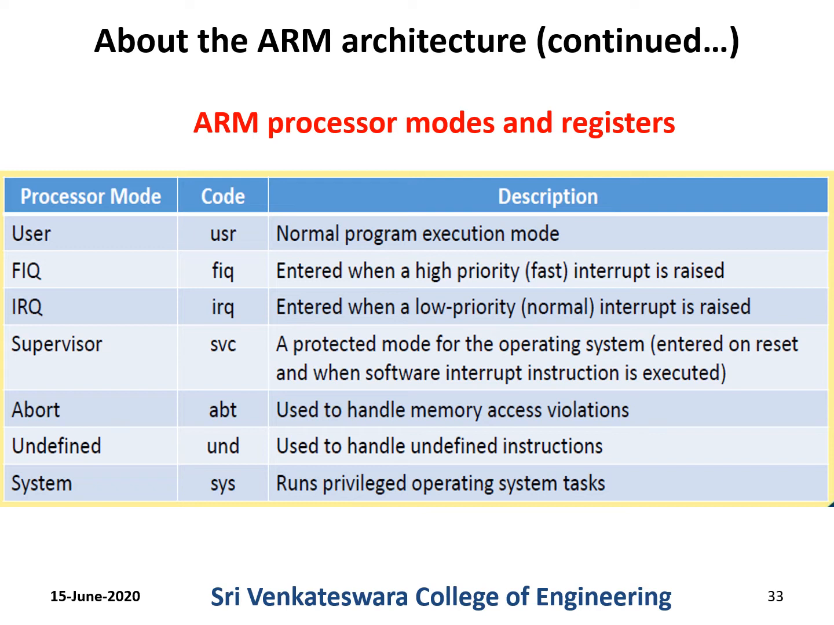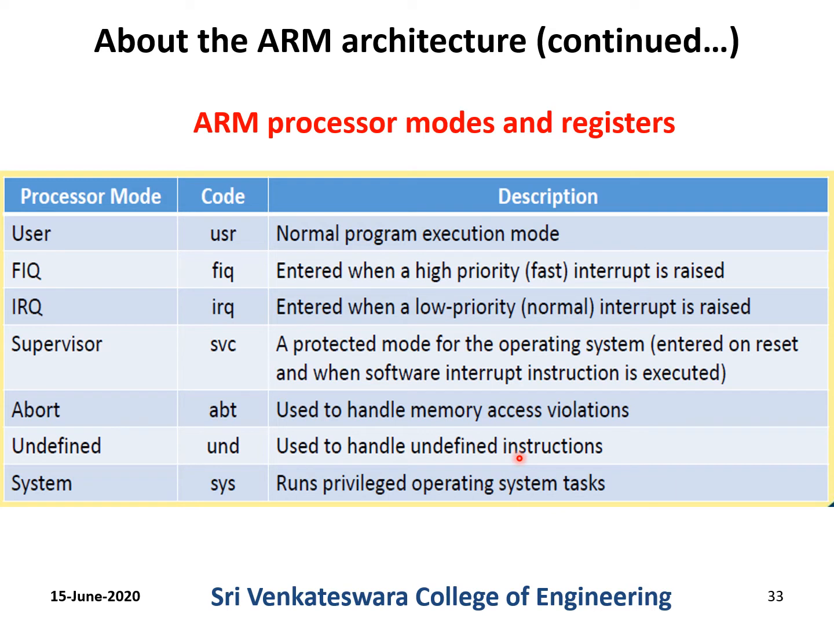The processor enters into fast interrupt request mode whenever a high priority interrupt arrives, and when a low priority interrupt comes, the processor enters into IRQ mode. If the processor is reset, or when a software interrupt instruction is executed, the processor enters into supervisor mode. If the program tries to access a memory location which it is not supposed to access, then the processor enters into abort mode.